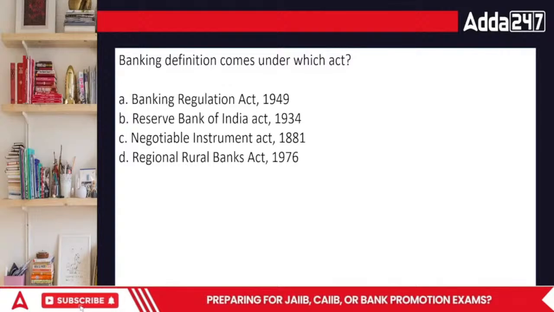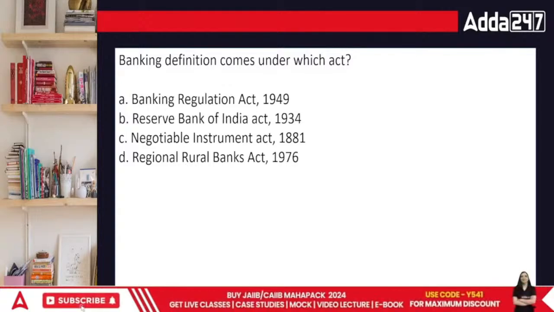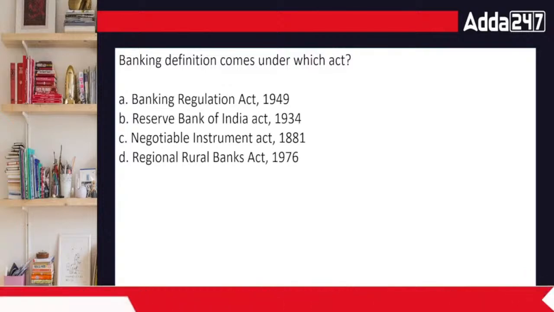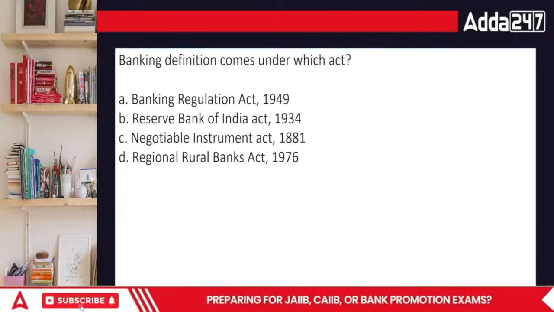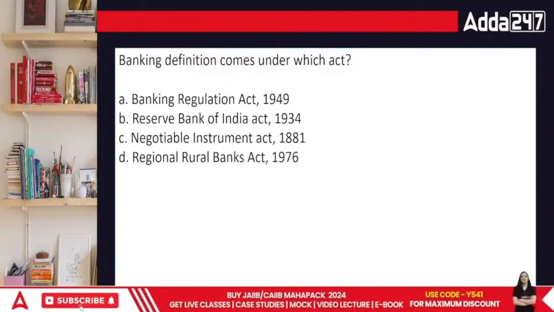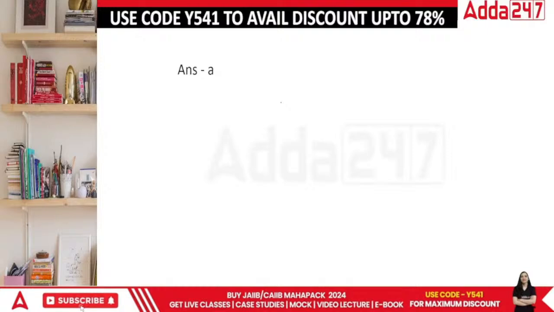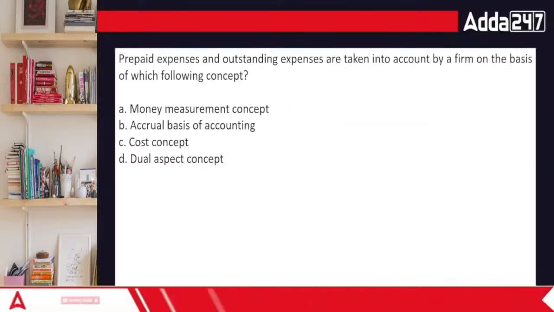And regional rural banks are basically covered under the Act of 1976. When we talk about a general definition of a bank, it is given under A only, Banking Regulation Act.